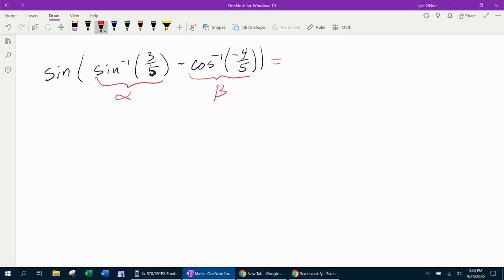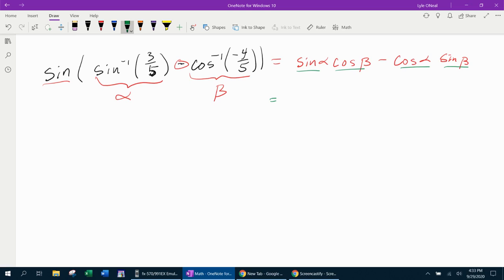And then we can see that we got the sine of alpha minus beta, and we can apply the sum or difference formula. So for sine of alpha minus beta, that's going to be sine alpha cosine beta minus cosine alpha sine beta. And then the problem becomes, I now need to find 4 pieces of the puzzle so that I can plug in and solve, okay?